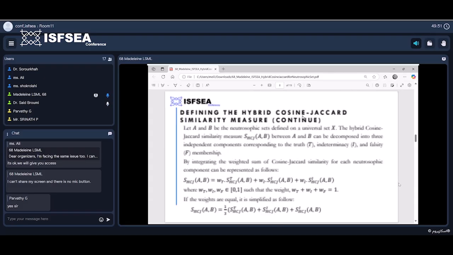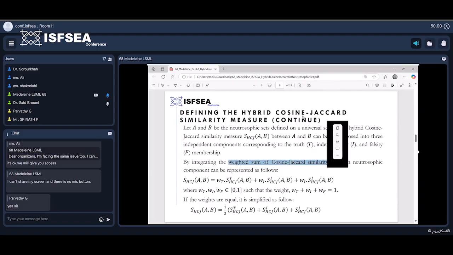So in other words, we also consider integrating the weighted sum of cosine similarity for each Neutrosophic component, where we are going to have the weight of truth, the weight of indeterminacy, and the weight of falsity. So there's a typo here. So the weight of each component, we are going to have the elements, all right, within 0 to 1. So in other words, the weights are equal. We can simplify the equation as follows.